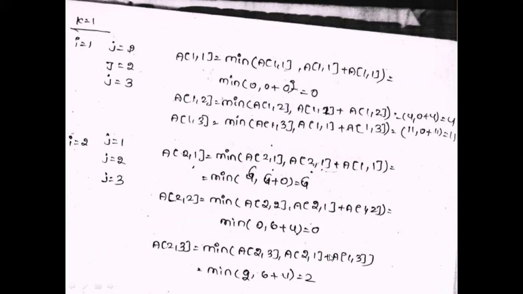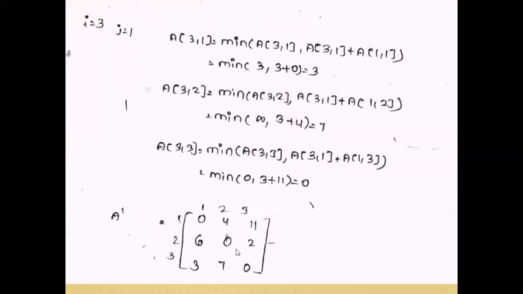That is, we are finding the shortest path through intermediate vertex 1. So you are calculating 2 1, 2 2, 2 3, that equals 6 0 2. So you mention 6 0 2. So there is no change from the previous matrix; it is the same matrix.